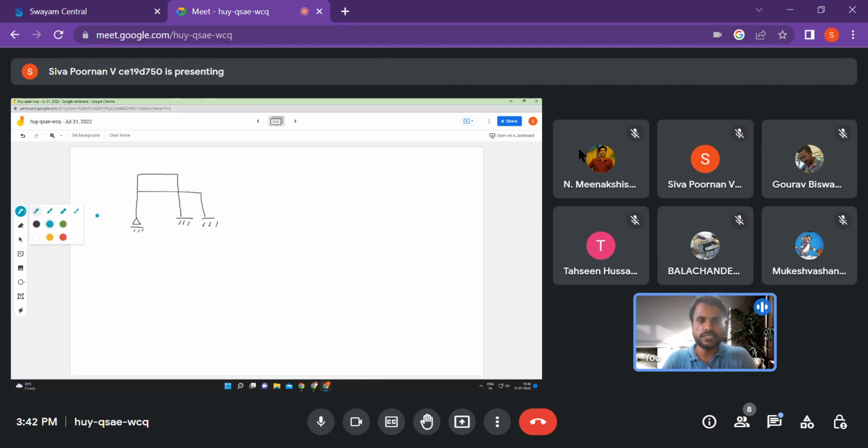How do we solve this? How do we know what is the static determinacy of this? Anyone? We don't need the answer because it's difficult to find out the answer. You can just give a clue of how to proceed. Yes, Meenakshi Sundram. Yes, but how do we know how many internal unknown forces are there?